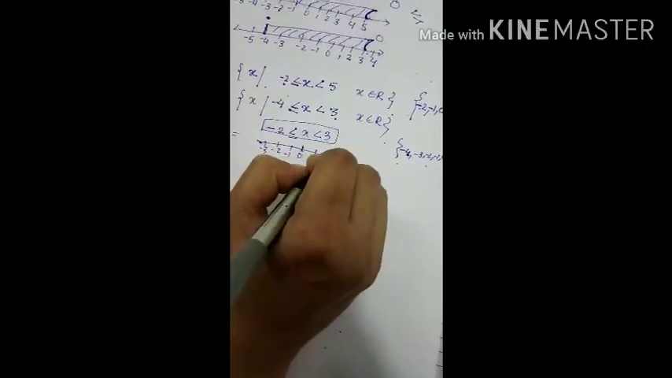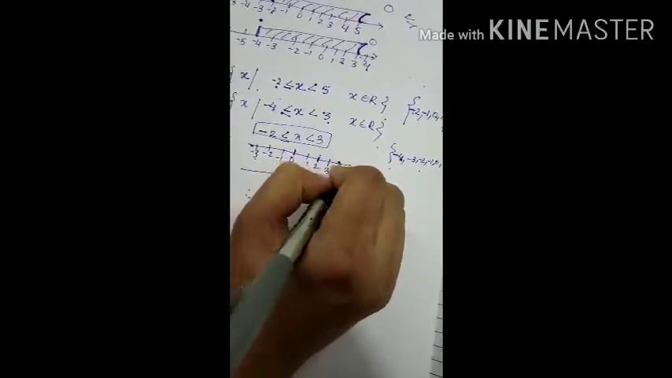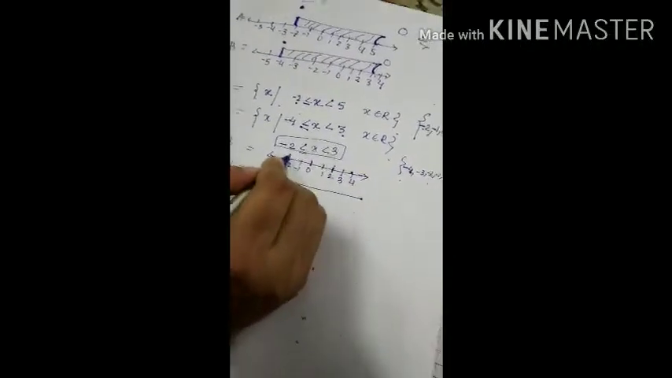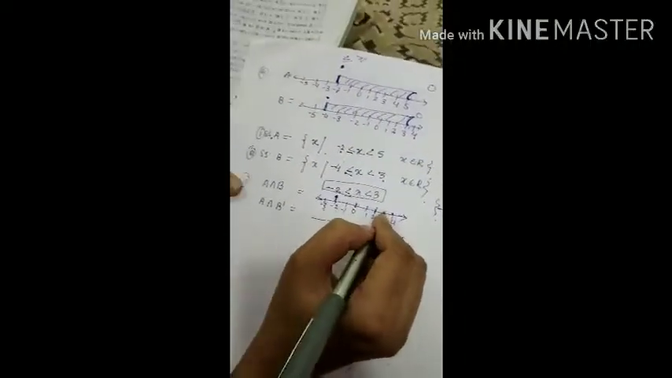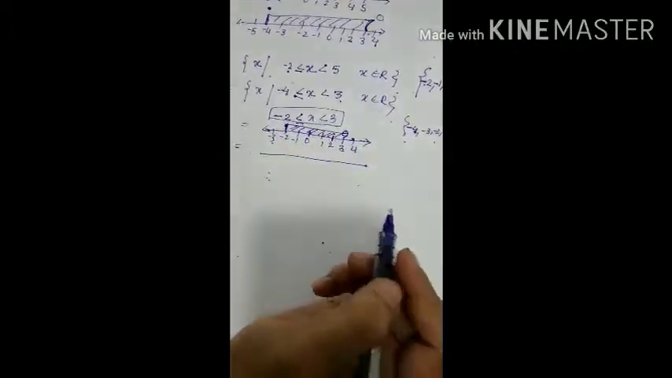Now how to plot this on a number line? I'll be taking 1, 2, 3. I have to take one more extra number, and we have to show it by an arrow. Now it is minus 2, so this is my minus 2. Make a filled circle because it is less than or equal to, and on the other side it is a hollow circle because it is only less than. Join them. This is the solution set for A intersection B.